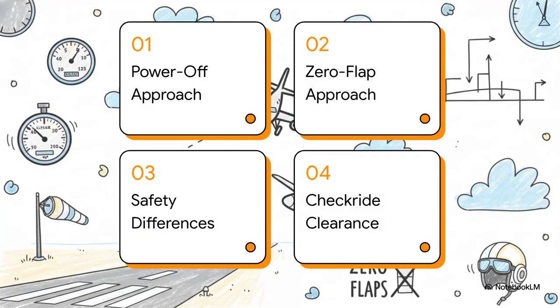Here is our debrief checklist for today's session. We'll be running through the power-off glide approach, then the zero-flap approach, digging into the crucial safety differences between the two, and wrapping up with your final check ride clearance. We're focusing heavily on the critical procedures for landing with idle power versus landing with a clean wing.